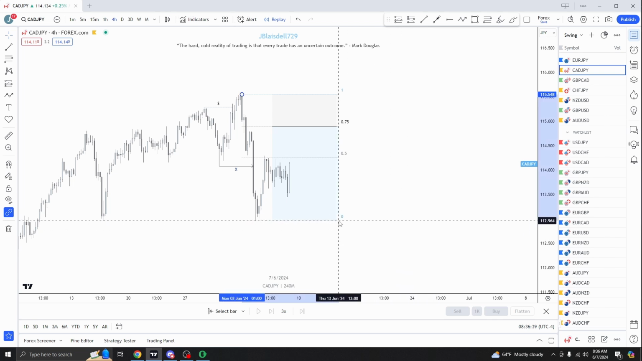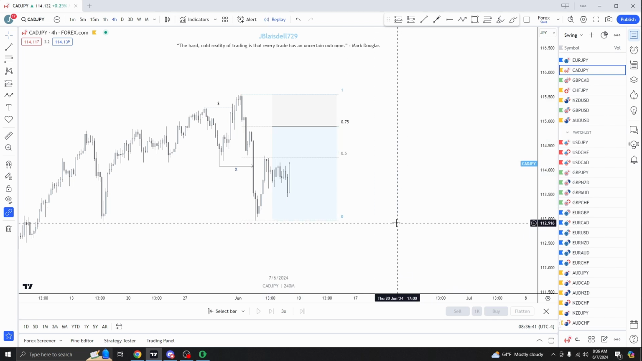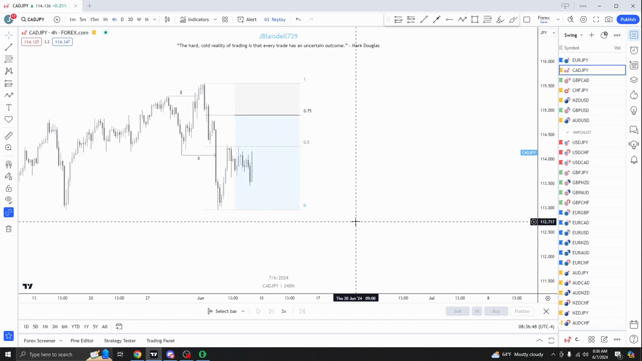I just think a lot of it comes down to being able to trust the way that you trade it, especially through backtesting, and then go and replicate that in the live market.